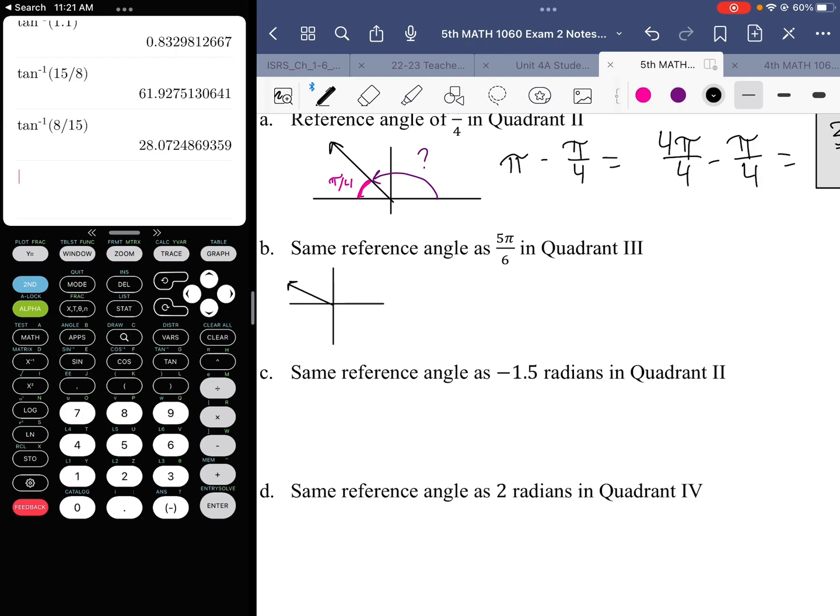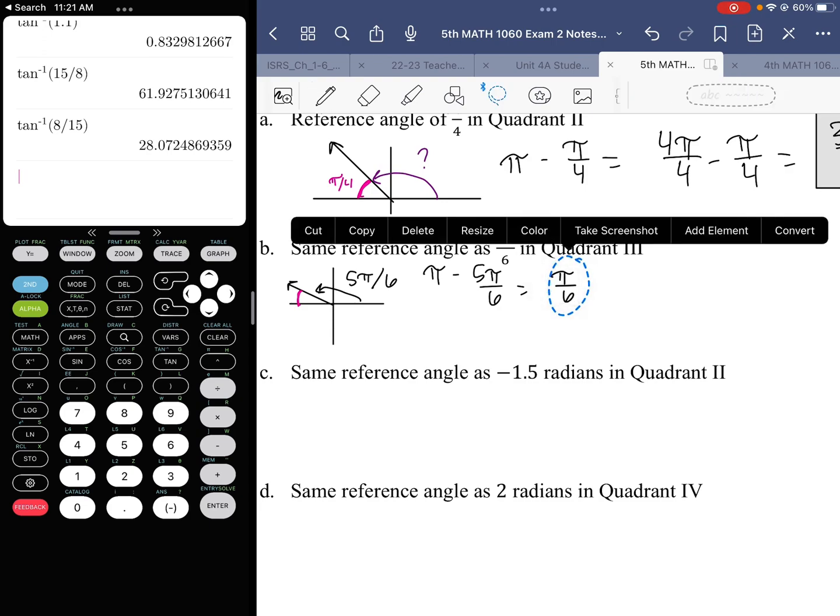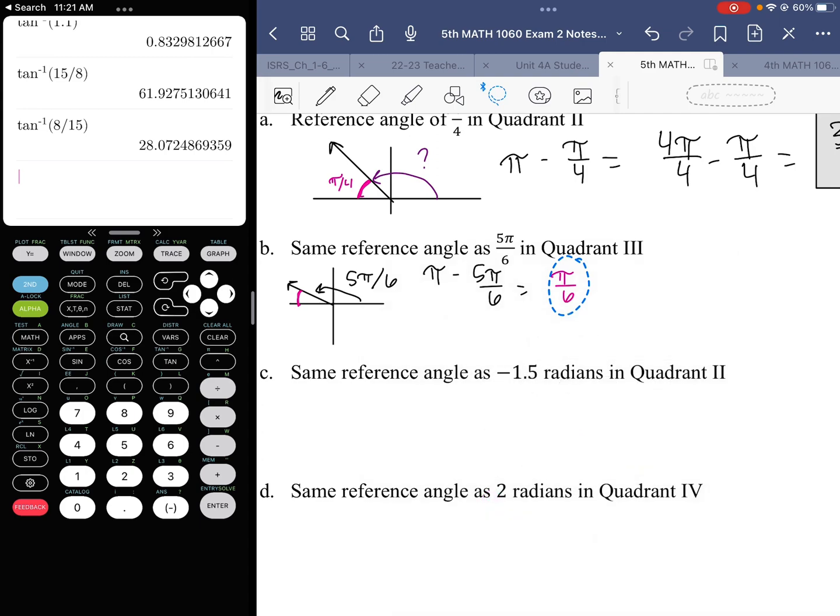This is the angle 5 pi over 6. Now, the reference angle for that would be right here, and it would be equivalent to pi minus 5 pi over 6. Of course, that's just pi over 6, right? So our little pi over 6 pink angle here is that.